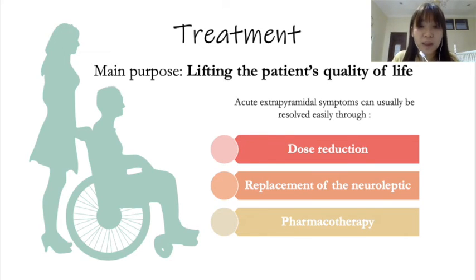The main purpose of the treatment of EPS is usually to lift the patient's quality of life, for example, decreasing pain or discomfort. Acute extrapyramidal symptoms can usually be resolved easily through several mechanisms. First, dose reduction of the neuroleptic. Second, switching from typical antipsychotics to atypical antipsychotics. In the case of pharmacotherapy, medication is used to reverse the EPS by inhibiting dopaminergic neurotransmission. The drugs given will vary depending on the type of the EPS.